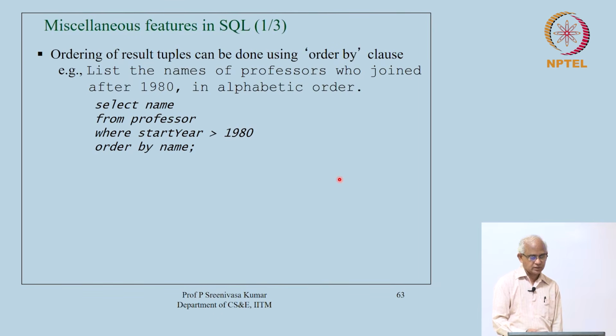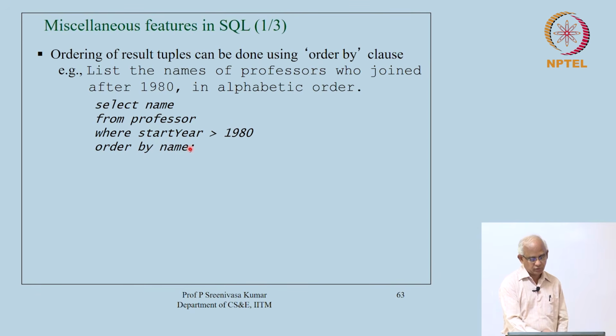Then other miscellaneous features of SQL which we have seen. There is an interesting clause called the order by clause, that is new here. Order by is basically used after the query result is computed. You can order the tuples of the result by making use of the attributes that have been specified here. So, in this case: select name from professor where start year is greater than 1980, order by name. So, the professors' names will be listed in alphabetical order, because that is how we order.